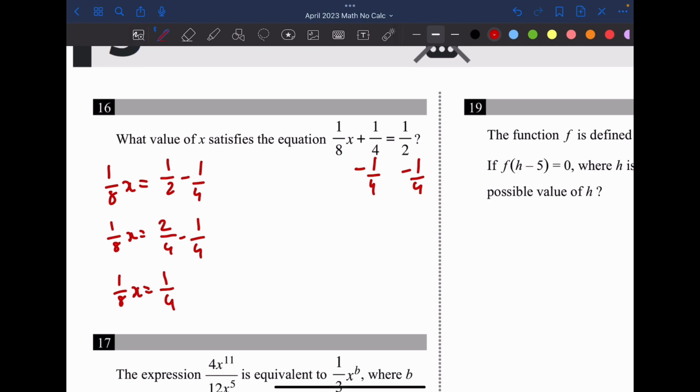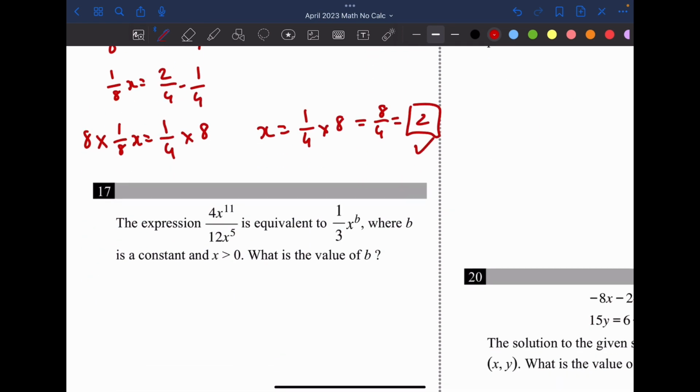So far, so good. And then after that, if you are dividing by 8, to get rid of it, multiply both sides by 8. So x would be 1 over 4 multiplied by 8, which is equal to 8 over 4, which is equal to 2. So that is your answer. So we're basically done. That's question 16.